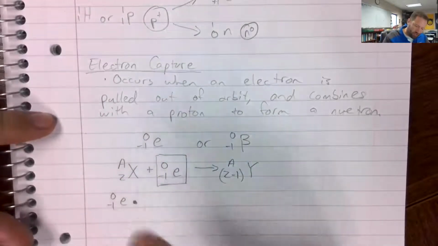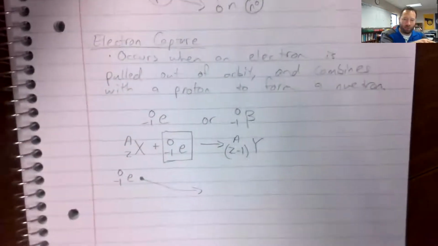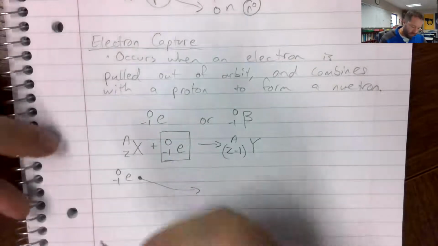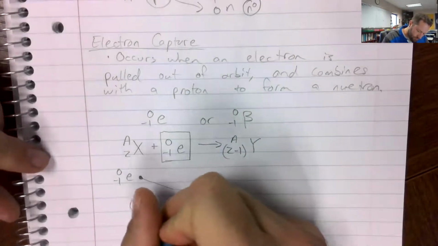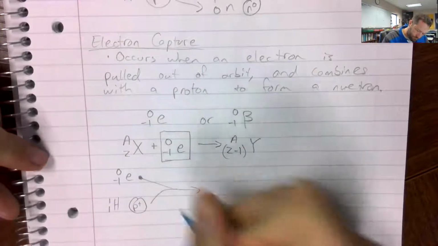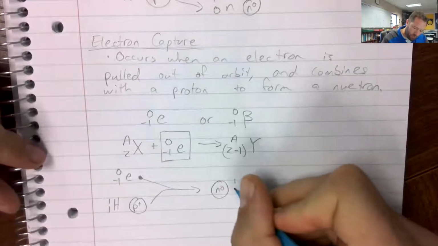So here's our electron. And it's actually going to combine with a proton. So it's really like the opposite of a beta emission. Here's our proton. They're going to combine and they're going to form a neutron.